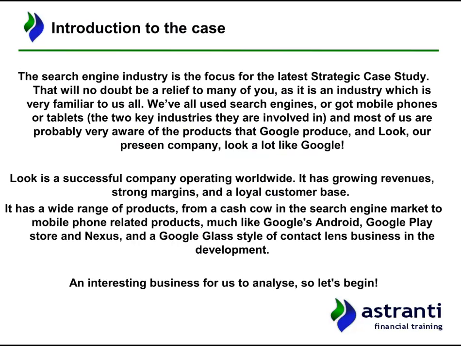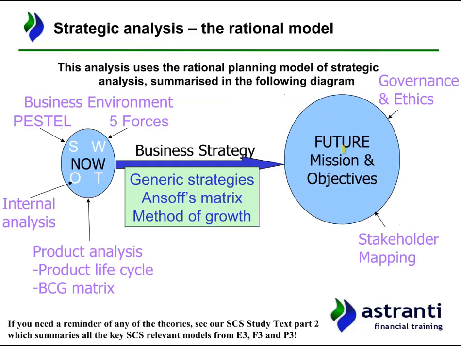So, the case study itself, as no doubt you all know by now, is a Google-like company who have a range of products, some cash cows, and some new growth products, and we're going to analyse those. It's a nice, simple, easy pre-seen to analyse in some ways because we're so familiar with Google and web search and so on. And the model that we're going to use to analyse the case is this one. It's the rational model. Again, you would have done that within your studies.